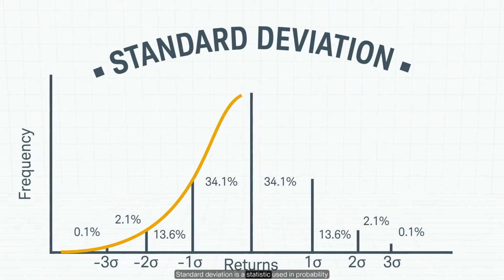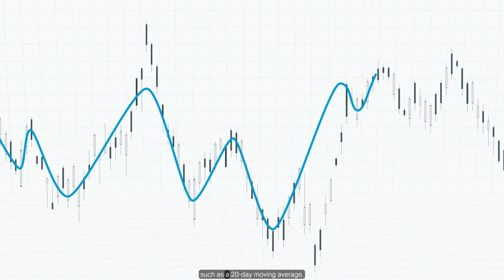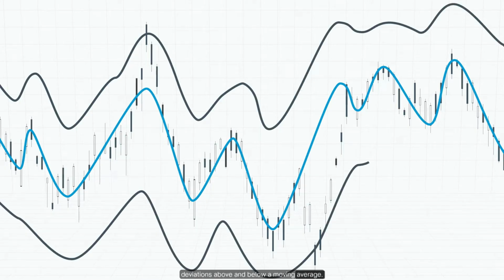The bands are calculated using standard deviation from a moving average. Standard deviation is a statistic used in probability theory and is commonly applied in financial markets to measure volatility. In financial markets, standard deviation measures the volatility of returns from a historical average or mean, such as a 20-day moving average. Bollinger Bands are typically plotted 2 standard deviations above and below a moving average.